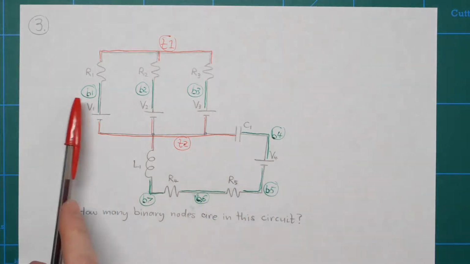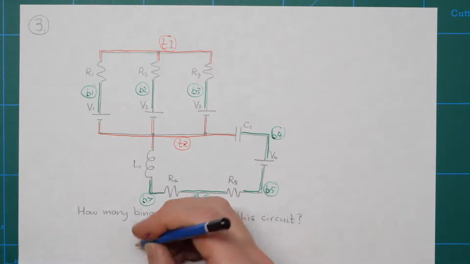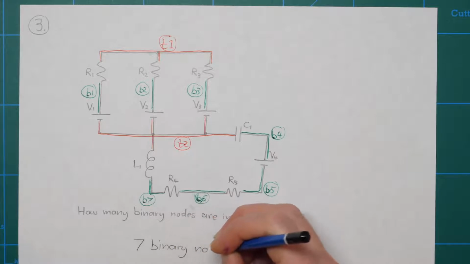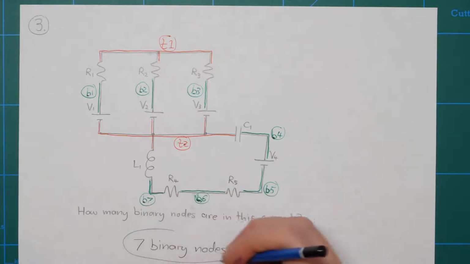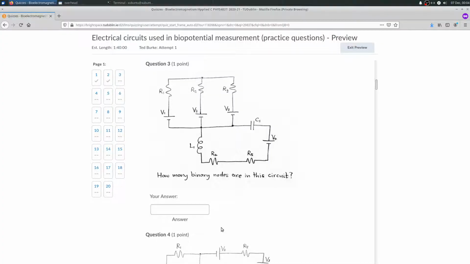So how many binary nodes do we have? 1, 2, 3, 4, 5, 6, 7 binary nodes. And that's what you're asked for in this question. How many binary nodes are in the circuit? So let's type in 7.